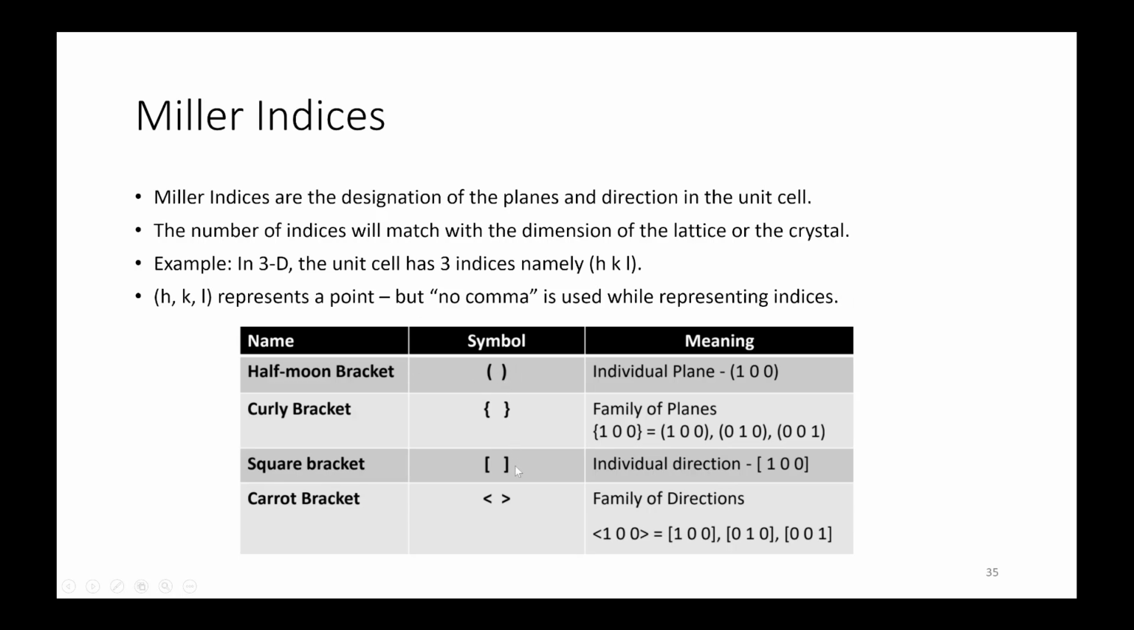So these are various brackets that I used. Small bracket is used for individual plane. Curly bracket is used for family of planes. So like in family {100} there will be other planes also. And square bracket is used for individual direction, and triangular bracket is used for family of directions.